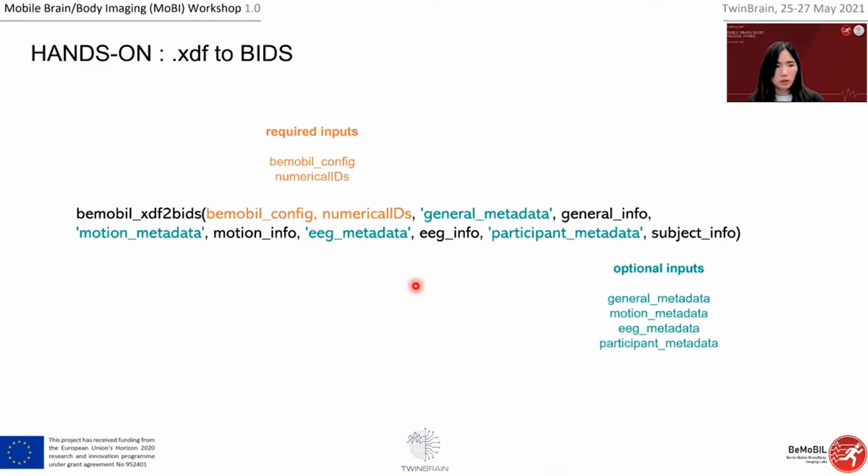So this is the function that I was talking about. It takes these things as inputs. The first two things are required: the MoBI configuration, which is just a struct that contains all the parameters that you want to use for importing or analysis. If you just want to import data to BIDS, then you only specify the relevant fields that I'm going to show you. And the numerical IDs are literally the numerical IDs of the participants.